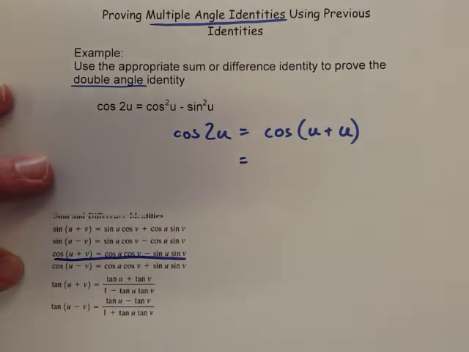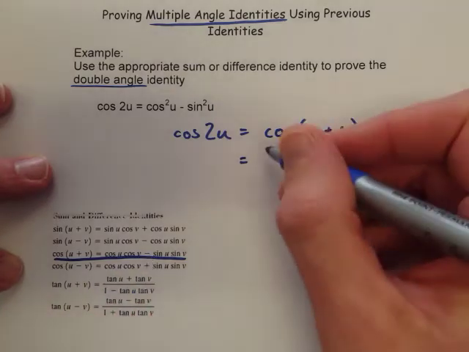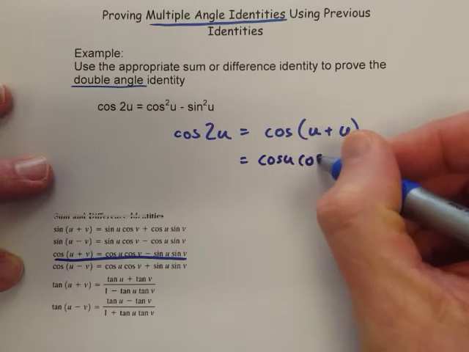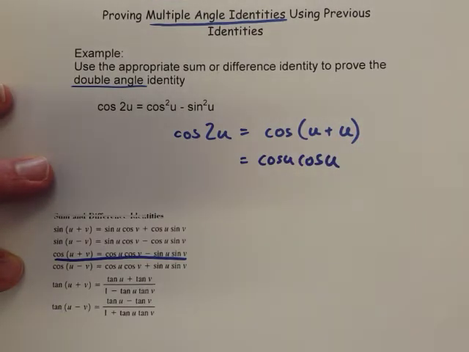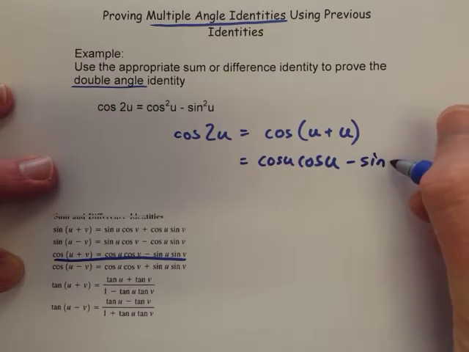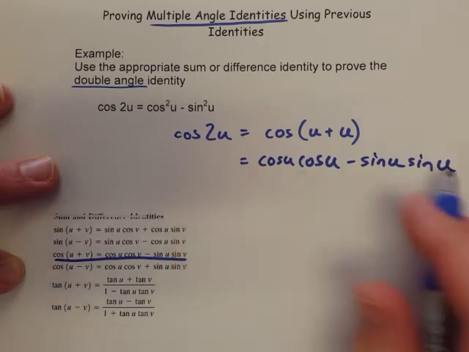Next step, I'm just going to expand it out. So cosine of u plus u looks like we start with the cosine of the first one times the cosine of the second one. They're both exactly the same in this case. And then minus the sine of the first, sine of the second. Okay, and we get that expression.